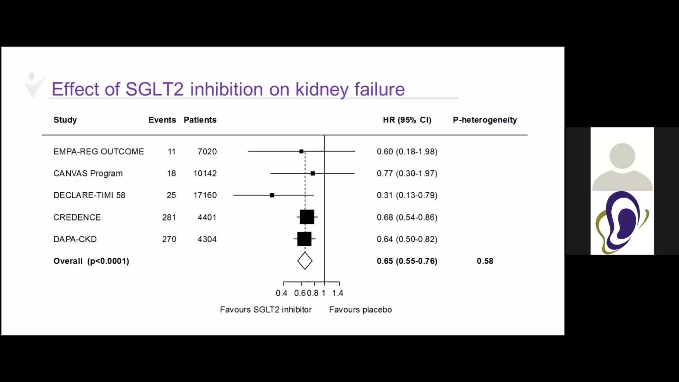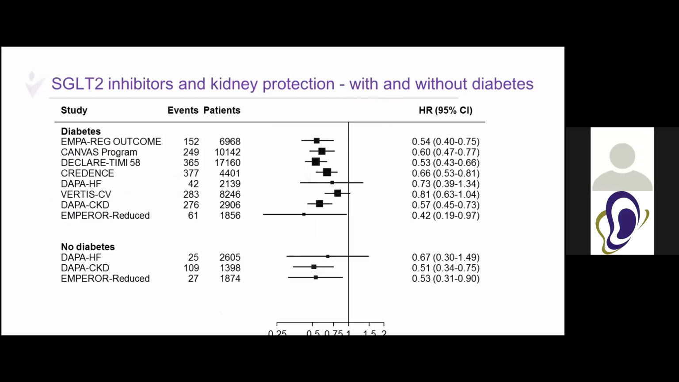Again, on kidney failure, if I put all of the studies together, there's overwhelming benefit of these SGLT2 inhibitors. And this is just putting all of those studies together, diabetes and not, in case I haven't made that point. And I want to reiterate that this is because the mechanism of action, which I'll get to in a moment, is not dependent on lowering of blood sugar.